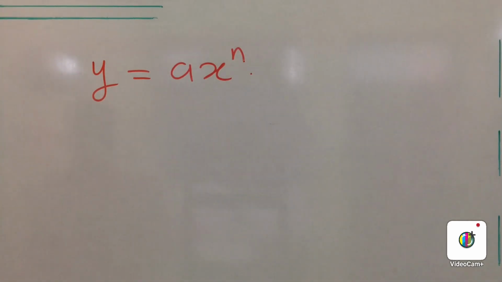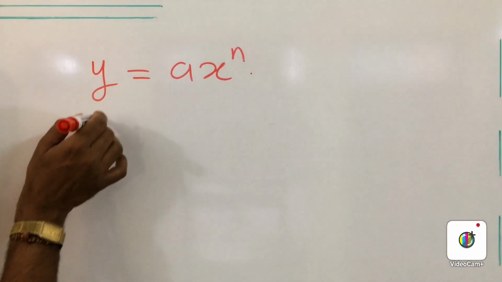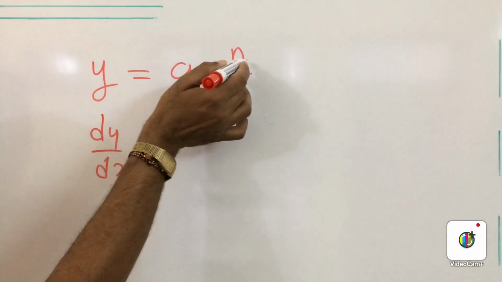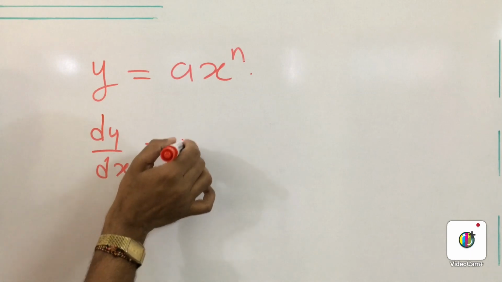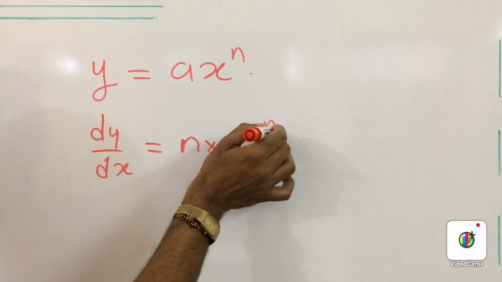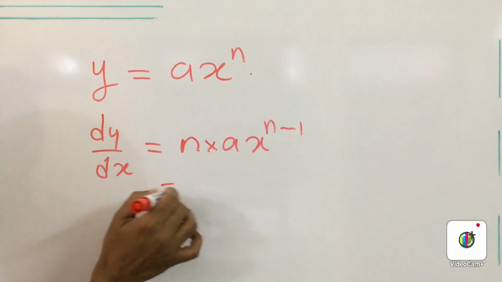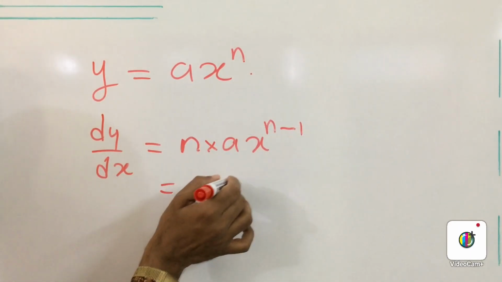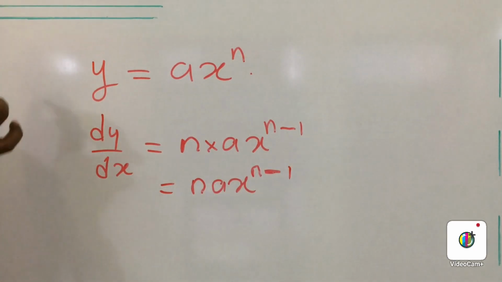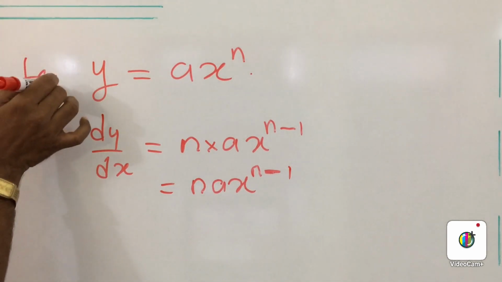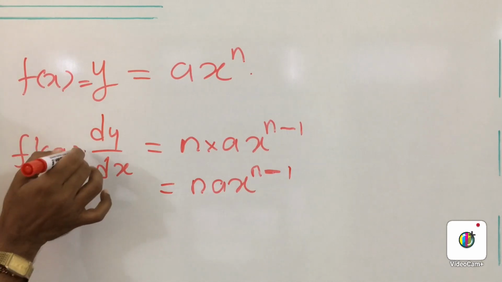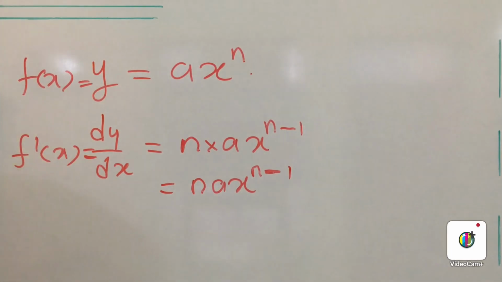When you consider y equal a times x to the power n, therefore dy over dx equal, you take the n in front of the x, n times a x to the power n minus 1. Therefore, n a x to the power n minus 1 is the answer. If you want to take f of x here, you should write f dash x. f dash x and dy by dx are the same.